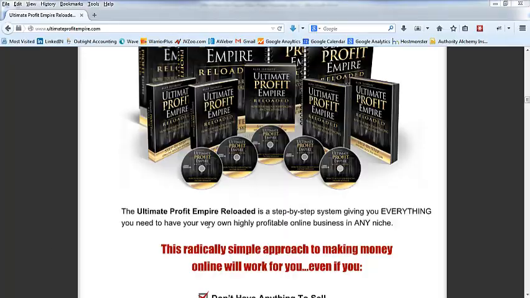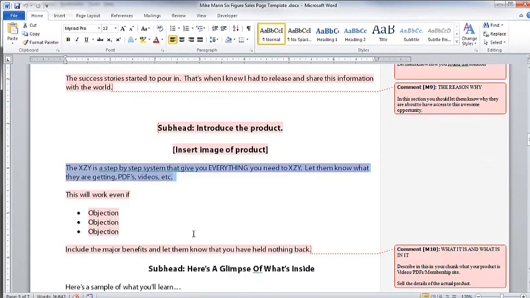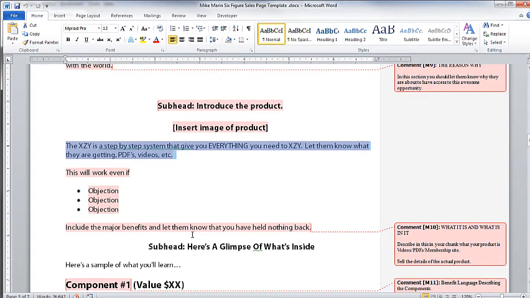So hopefully you guys are seeing this, because this is the magic right here. This is the same template as for the super list. It's one of the best sales letters on JVZoo. So this is it. Subhead introduces the product, image of the product, and then I like to do this, which is basically: this, name of the system, is a step-by-step system that gives you everything you need to achieve the major benefit, and then let them know what they're getting. So really important, you want to let them know exactly what they're getting. Sell the features here, of what they're getting.